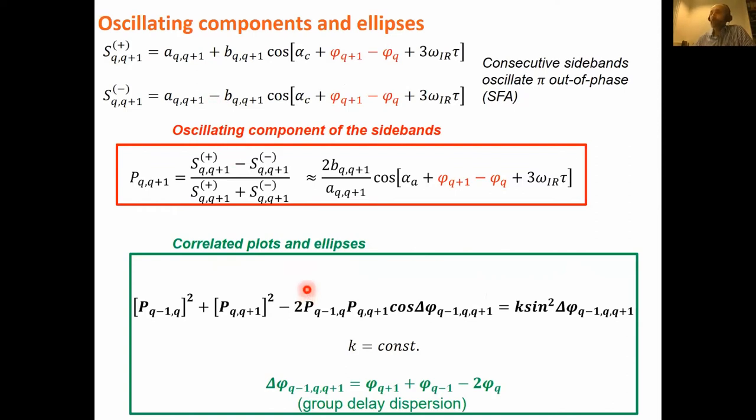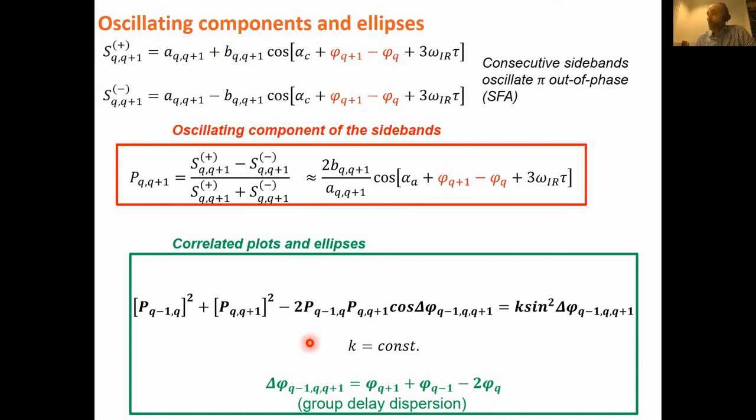And for the experiments, what turned out to be very important is to present and analyze the data not in terms of sidebands, but rather in terms of this quantity, which just represents the oscillating components of the sidebands. Just to give you a physical feeling, the quantity is defined exactly like the asymmetry parameter used in several experiments where photoelectron angular distributions are measured. This turned out to be a very useful way to isolate only the oscillating components of the sidebands.